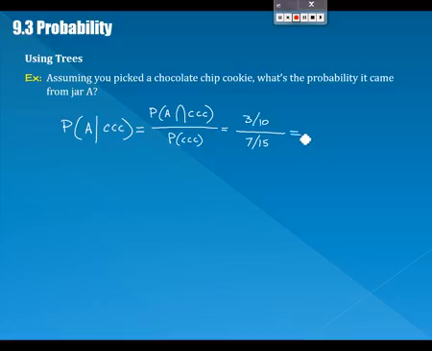Okay. And that equals something, I don't know. This is the hard part. 45/70. Let me write that down before I think harder.